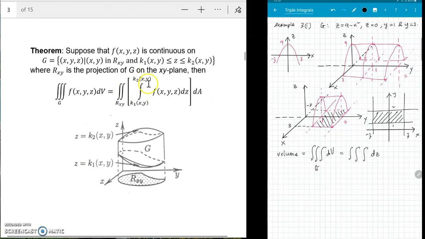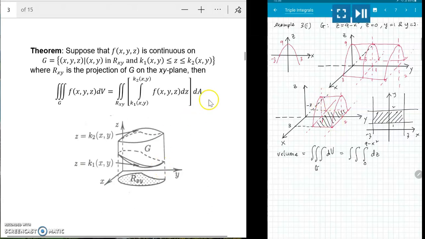Now let's figure out the upper and lower limits for z. The upper limit for z would be the top surface, which in our case is this parabolic cylinder, governed by this equation. So the upper limit for z is 9 minus x squared. And the lower limit is the bottom surface, which is exactly on the xy plane, so z is 0.